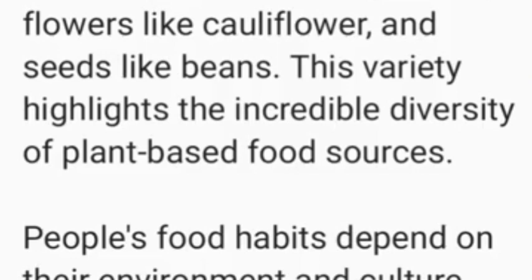Plant parts. Not all parts of a plant are consumed. We eat roots like radishes, stems like sugarcane, flowers like cauliflower, and seeds like beans. This variety highlights the incredible diversity of plant-based food sources.